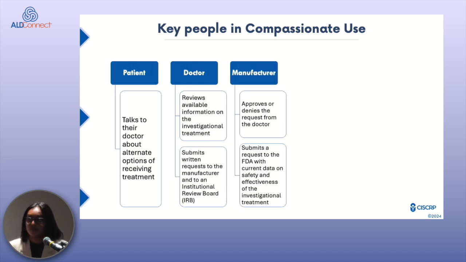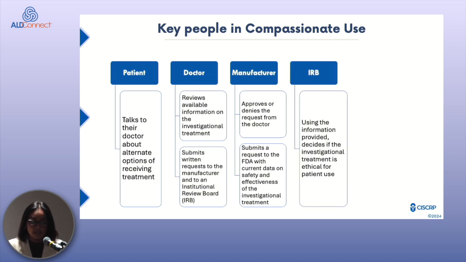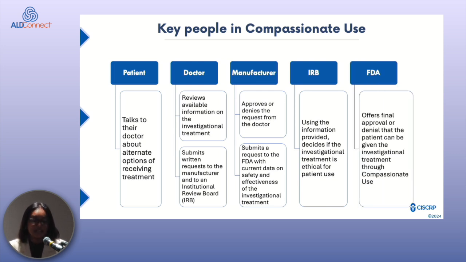The manufacturer, or the pharmaceutical company who develops the treatment, will approve or deny the request from the doctor. If they approve it, they will then also submit a request to the FDA with any current data that they have on the safety and effectiveness of the treatment. The IRB will use the request that the doctor submits to determine if the treatment is ethical for the patient to use. And lastly, the FDA offers the final approval or denial. They will decide if the patient can access the treatment through compassionate use.